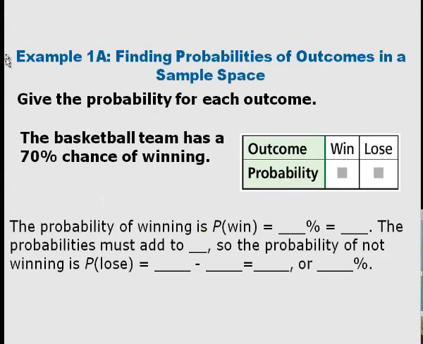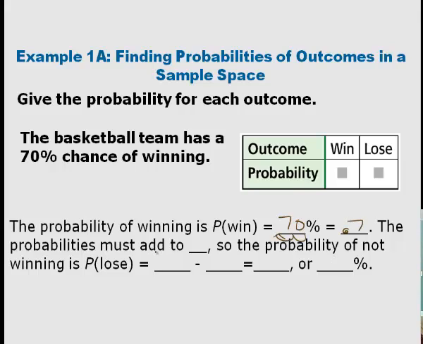Okay, open your notebook and let's take a look at example 1. We have a basketball team that has a 70% chance of winning. So the probability of winning, as I just stated, is 70%, which, remember back to decimals, you're going to move the decimal point over 2, it's 0.7 chance of happening.